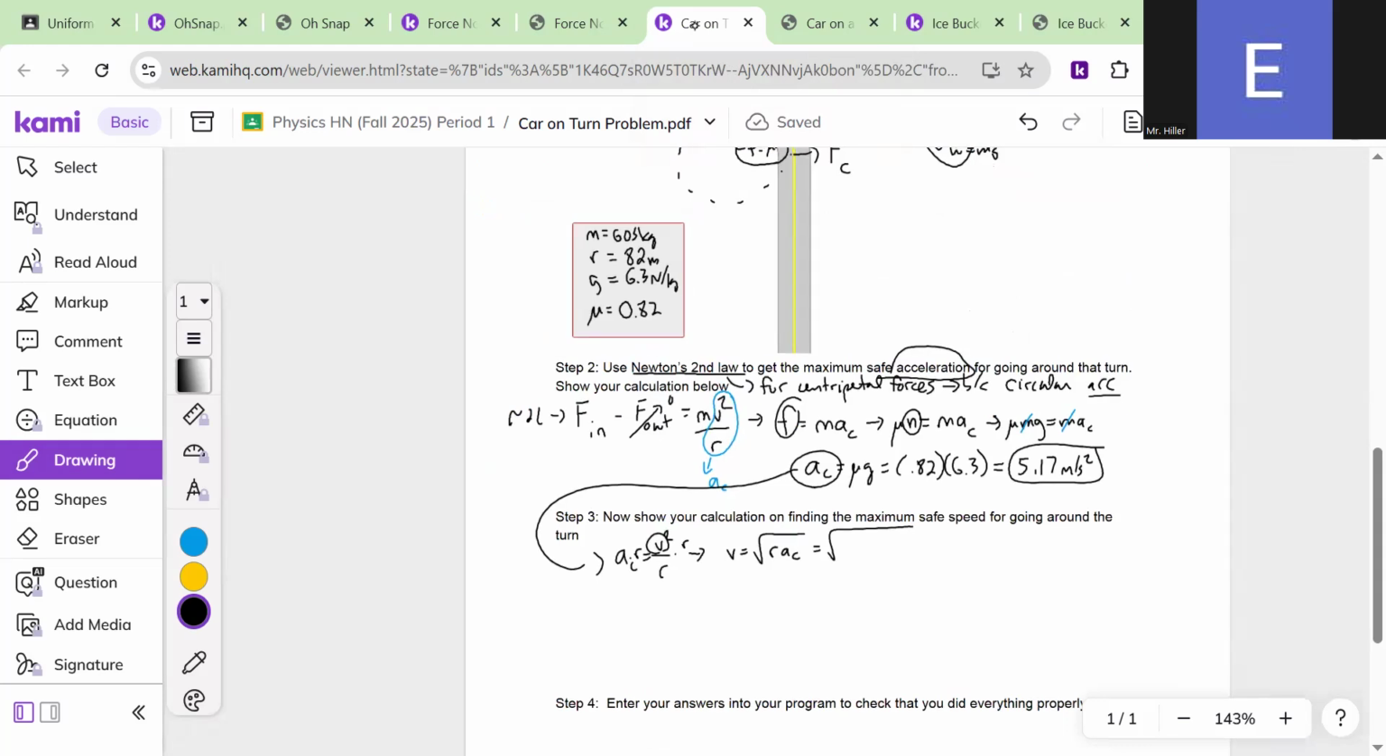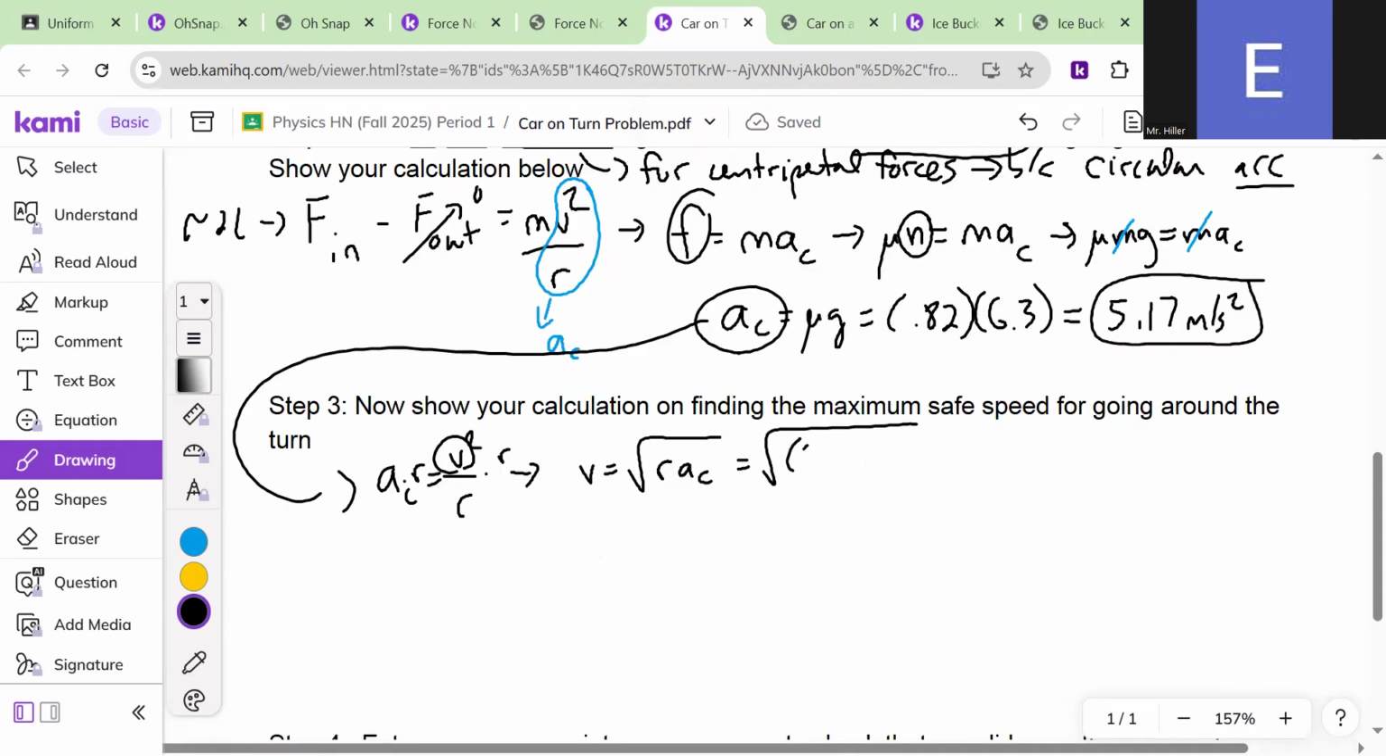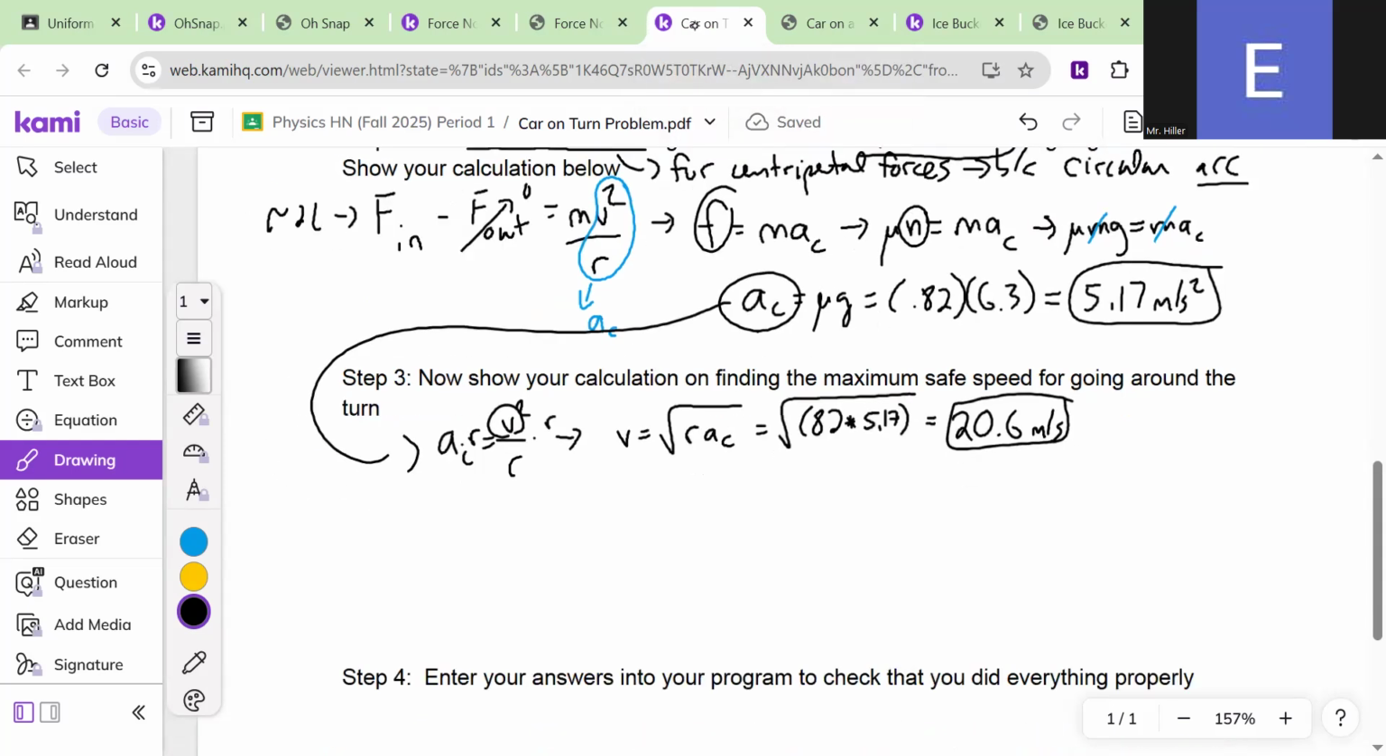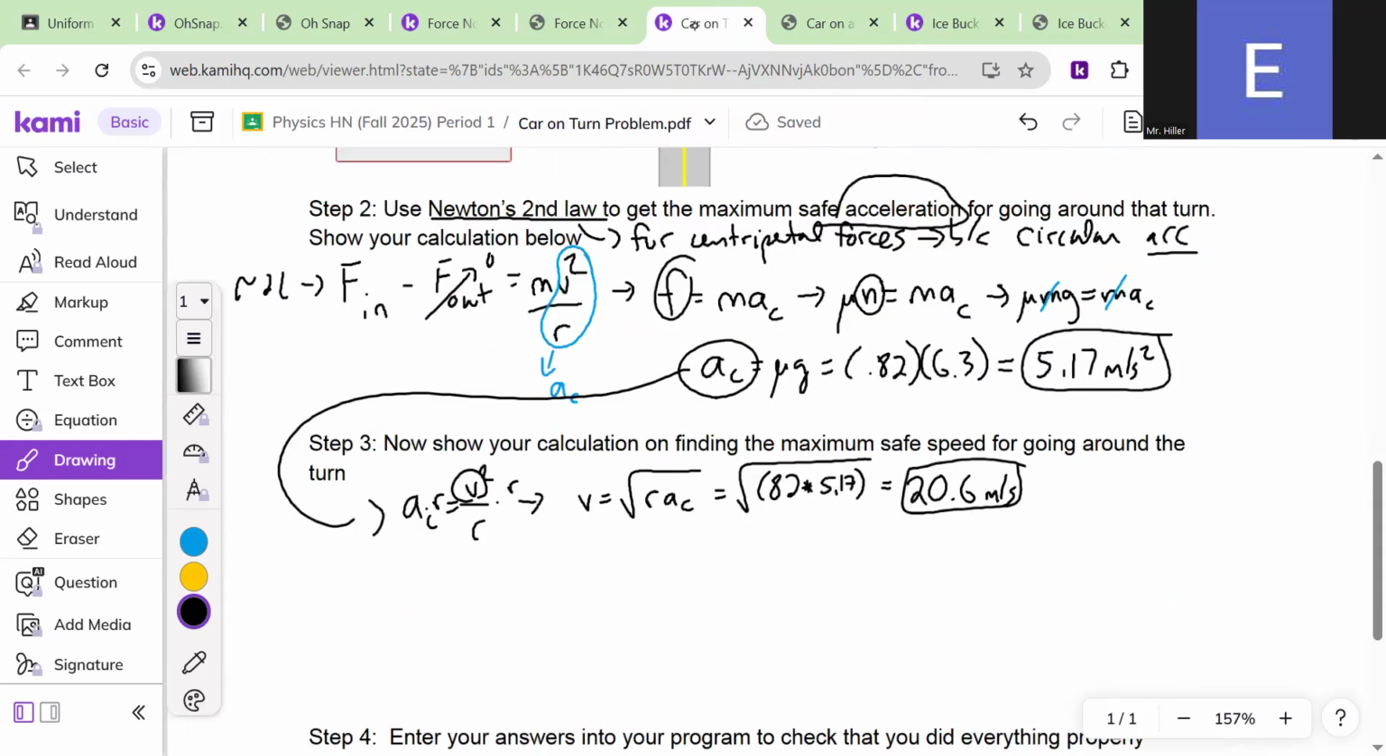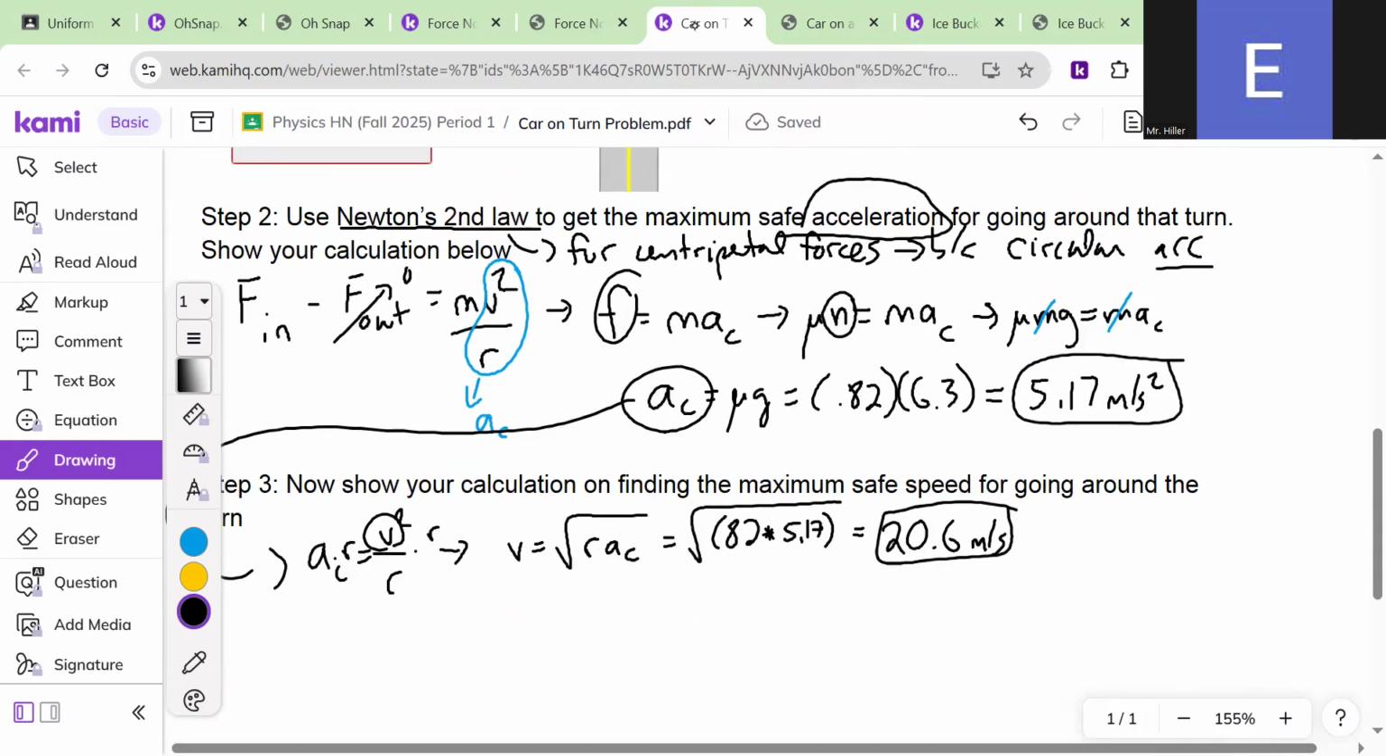The radius was 82 in my case, times my acceleration, 5.17. Don't forget to square root that. I'm looking at about 20.6 meters per second. Okay, so let's see how we did. Acceleration and max speed.